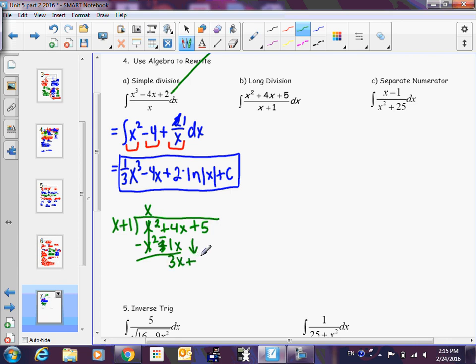And then you bring down the 5. So divide, multiply, subtract, bring down. X goes into 3x 3 times. 3 goes into x. 3x plus 3. And then you would subtract. And that gives us a remainder of 2. So the way we write this is we go 2 over what you divided by.